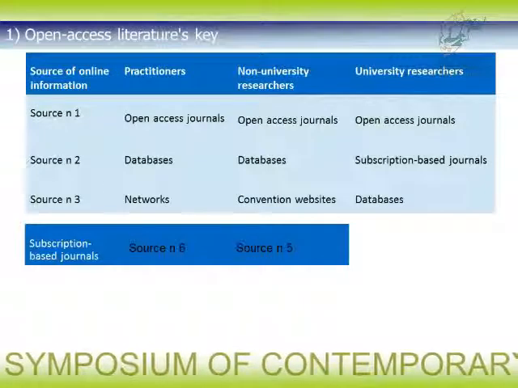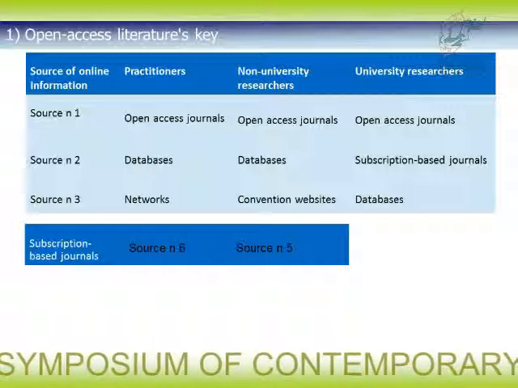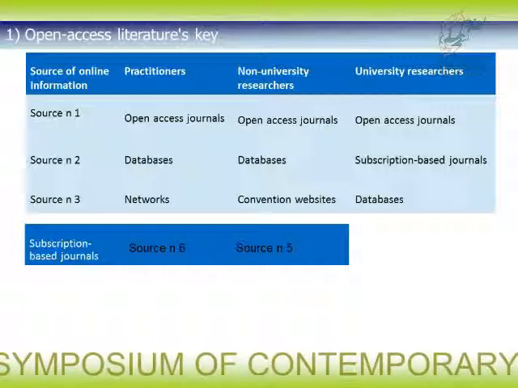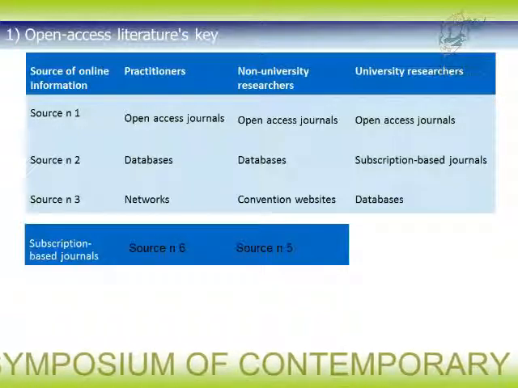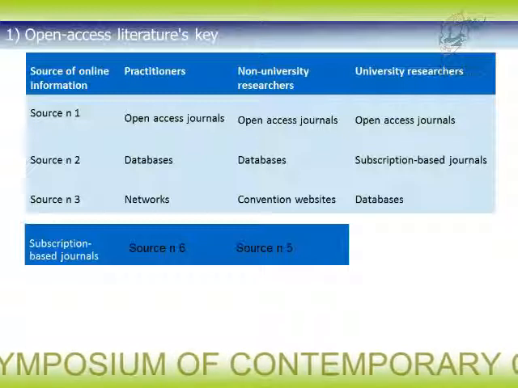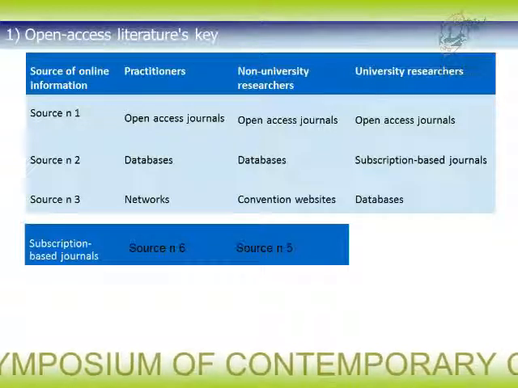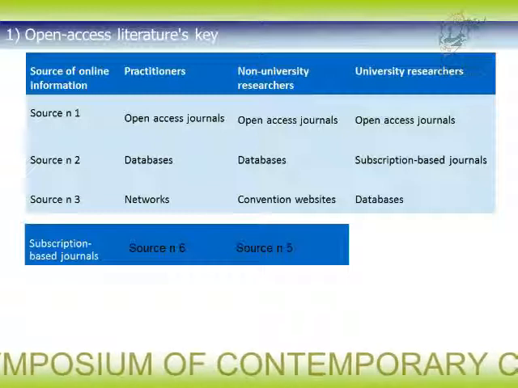So a few results. First one is that open access literature is key. I asked them to rank the sources of scientific information they were using, like their favorite, the least favorite. And clearly open access journals is the main one for everyone. Then you have databases, network, convention websites, like I can show you the list after if you're interested in that.